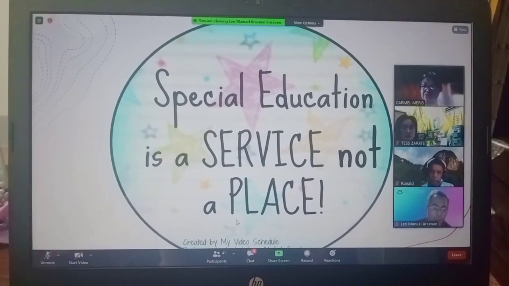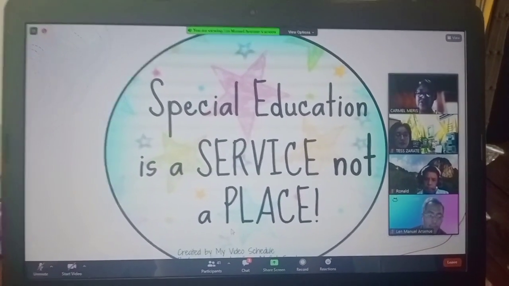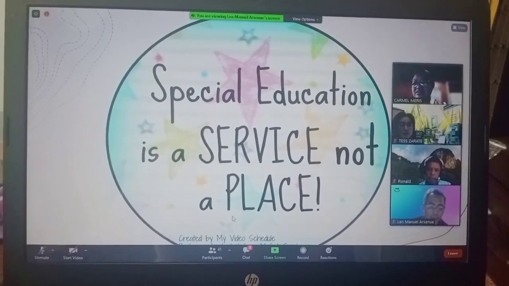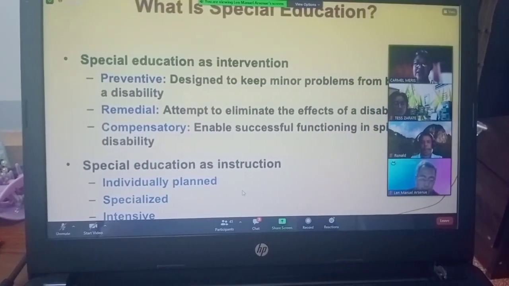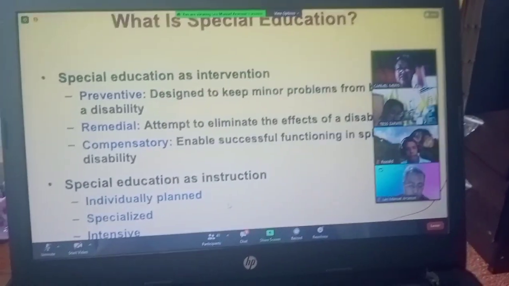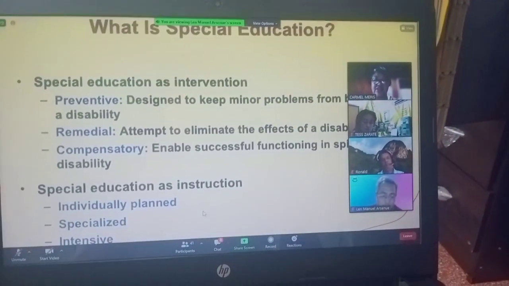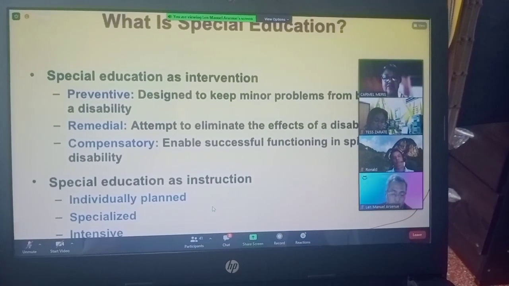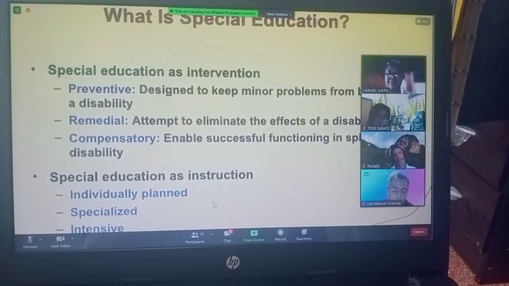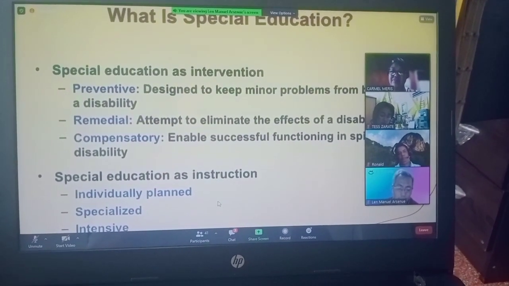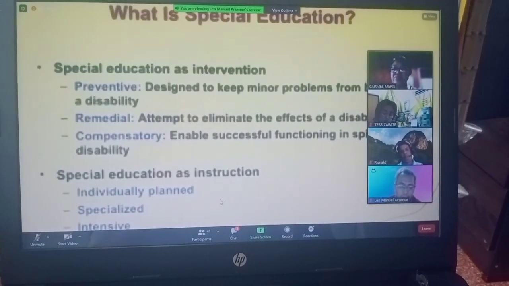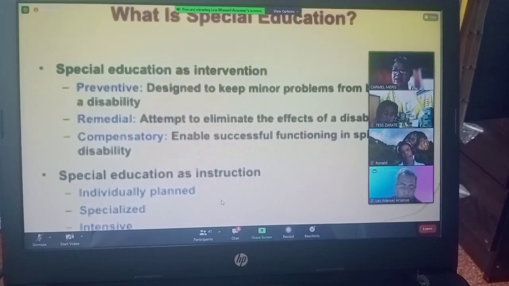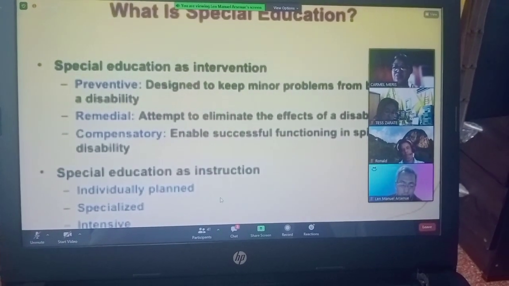provide special education. Special education is a service and it is not a place. Intervention and as an instruction. It has three main strategies. It is preventive, it is remedial, it is compensatory. Preventive meaning that we design already the curriculum, or we design activities so that the minor problems will not become worse.